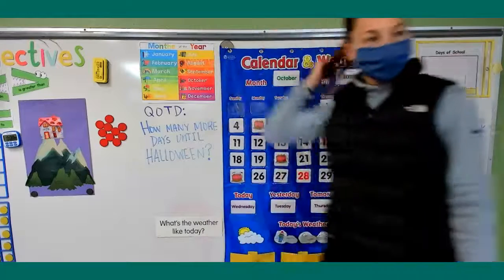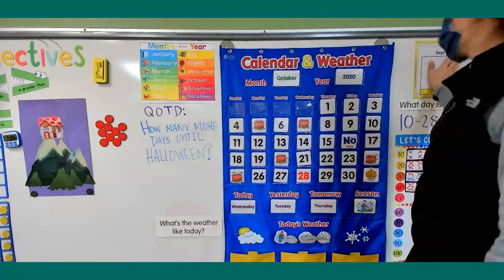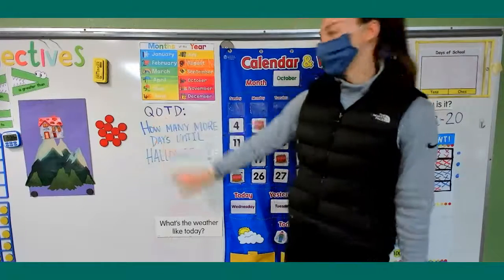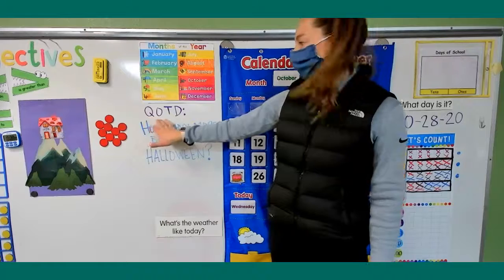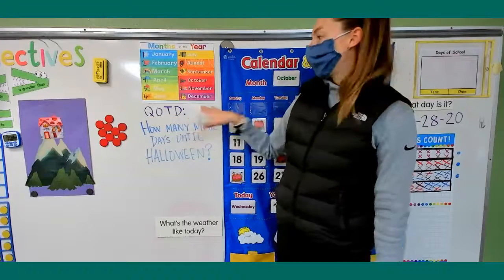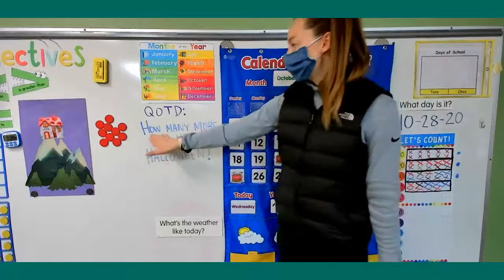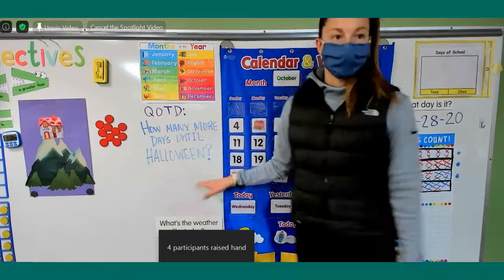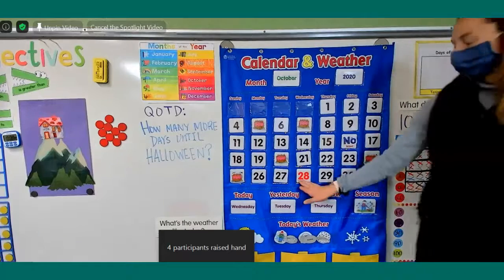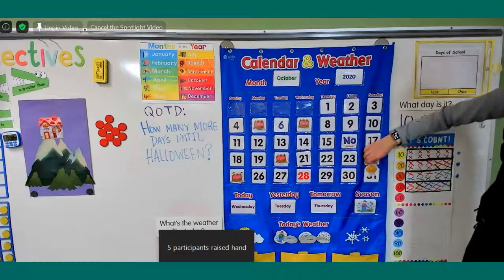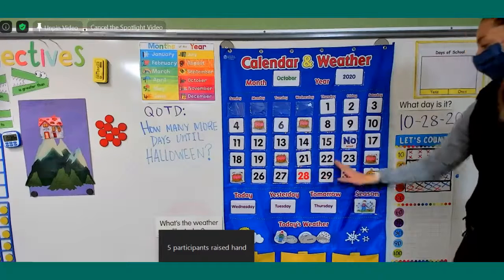Good job. Okay. Before I go to how many days we've been in school, I have a question of the day. That's what this stands for. Every time that I do calendar, I'm going to put a question of the day up here. And it says, how many more days until Halloween? So I want you to look at today's number. It's in red. And then make some jumps until you get to Halloween. Halloween is on the 31st with the pumpkin.